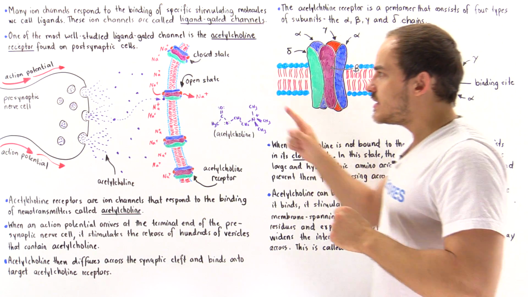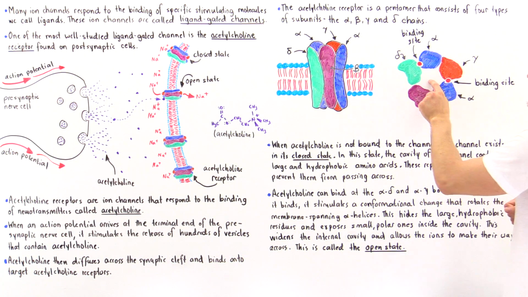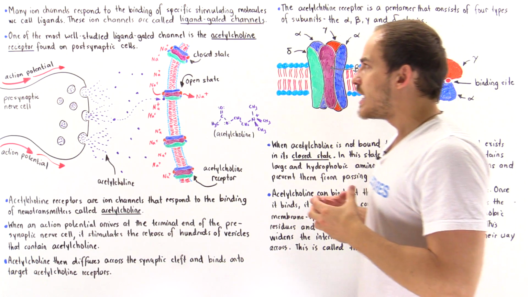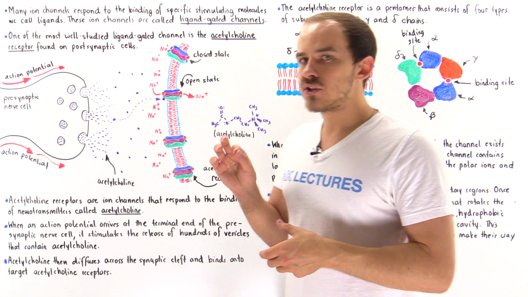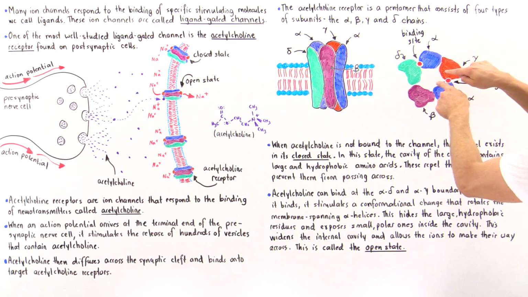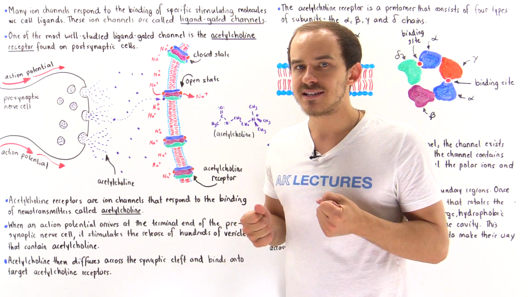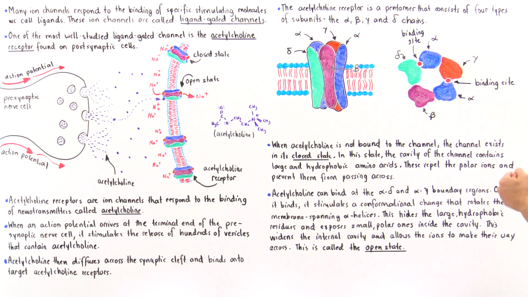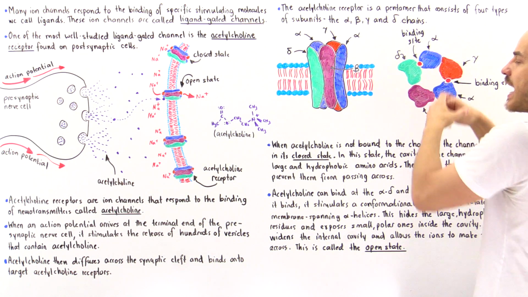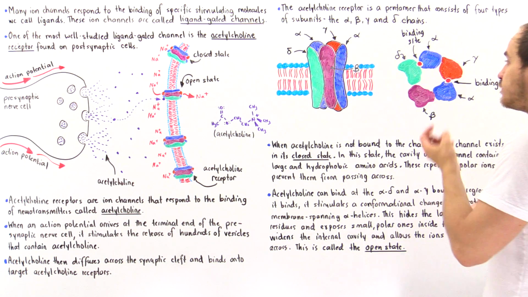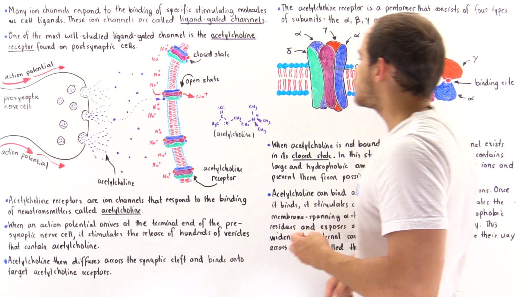Now, before acetylcholine molecules can actually bind onto either one of these two regions, this cavity is essentially closed. So that is known as the closed state of acetylcholine receptors. In the closed state, inside that cavity, we have these relatively large and hydrophobic amino acids. These restrict the size of the opening, and because they're hydrophobic, they prevent the movement of these polar positively charged ions, in this case, the sodium ion.